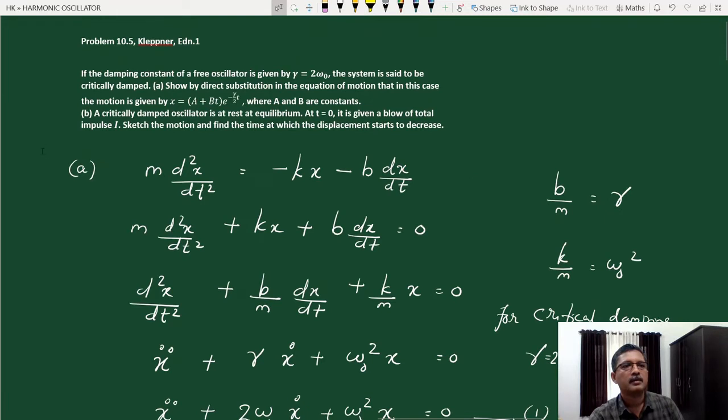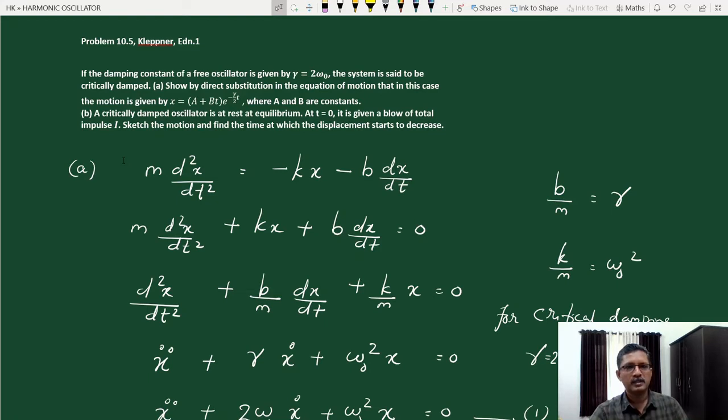Now what is the second part? Part B says a critically damped oscillator is at rest at equilibrium. At equilibrium means the initial time, so this is an initial condition given. At time 0, the position is 0. Then at t equal to 0, one more data is given. This oscillator is given a blow of total impulse I, capital I.